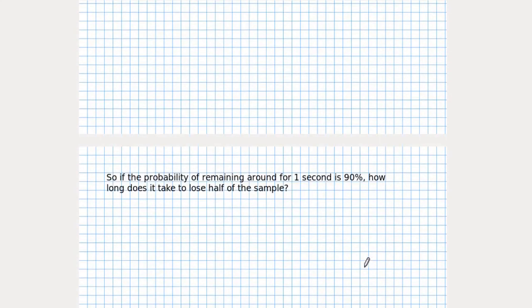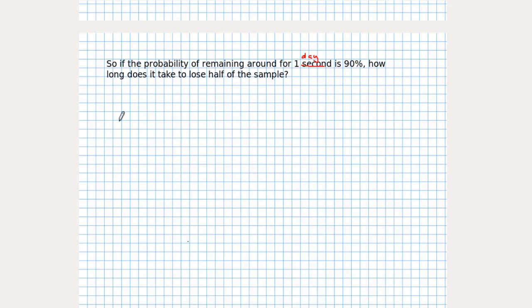If the probability of remaining around for, I keep saying 1 second, let's say 1 day, is 90%. How long does it take to lose half of the sample? So we would follow that progression of saying 1,000 times 0.9 is 900. Then multiply by 0.9 again, and you get 810. And we're just going to keep going until we get to 500 and count how many days did that take. So let me do that with a calculator.